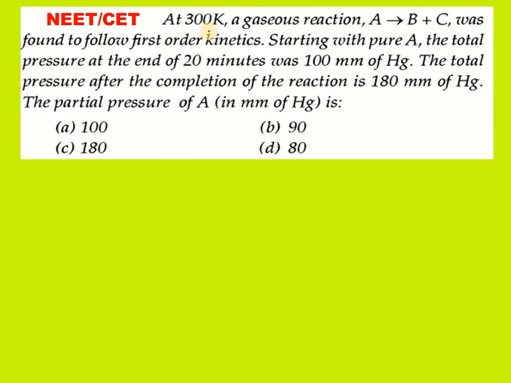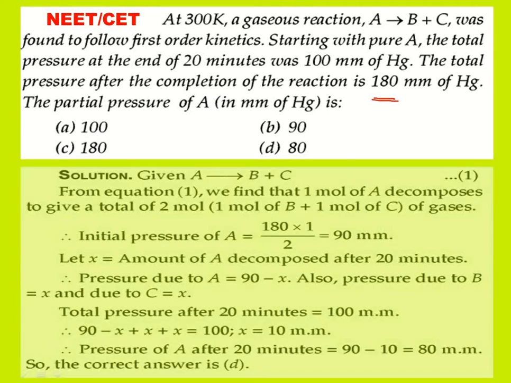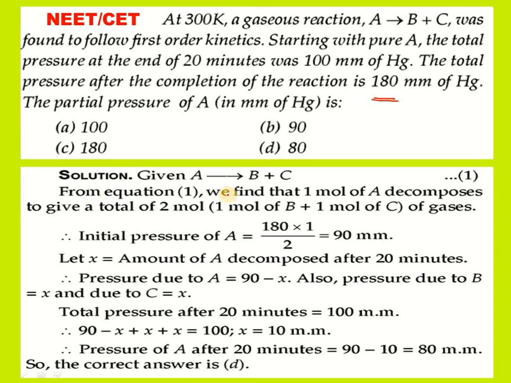Okay, the next question: at 300 Kelvin, a gaseous reaction A gives rise to B plus C was found to follow first order kinetics. Starting with pure A, the total pressure at the end of 20 minutes was 100 millimeter Hg. The total pressure after the completion of the reaction is 180 millimeter Hg. Then what is the partial pressure of A? Here also we have to analyze in a different manner.